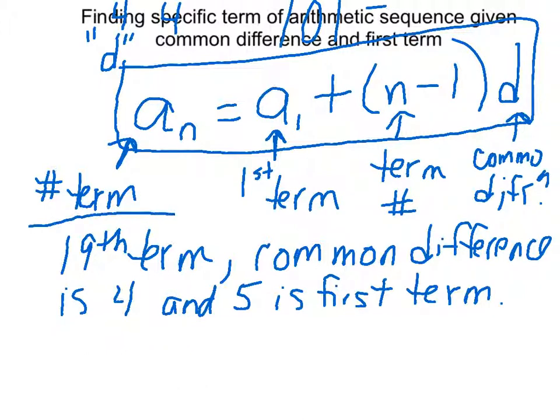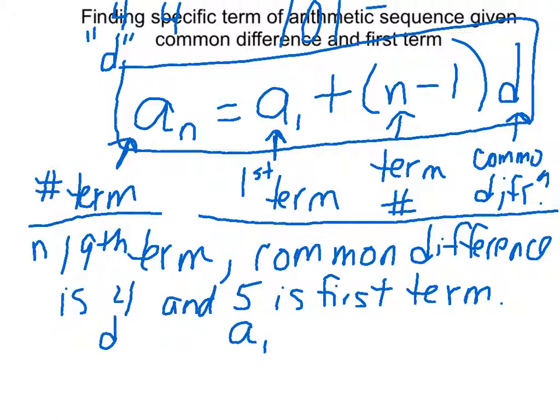So here's our problem. What I like to do is go through and label things up. Anytime they say a number, I want to label it. Is it an A sub 1, an N, a D, an A sub N? And then I can rewrite my formula and plug things in. So the 19th term, that's what we're looking for. 19 is your N number, so that's N. Common difference, that's your D, so D is 4. 5 is the first term, that's A sub 1. Alright, so we have the formula A sub N equals A sub 1 plus N minus 1 times D.